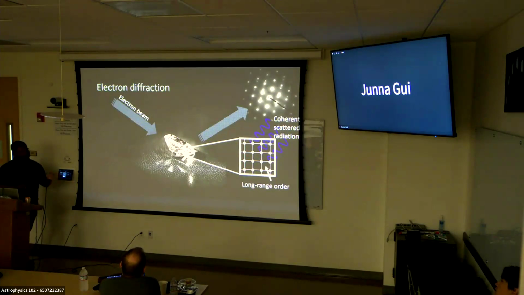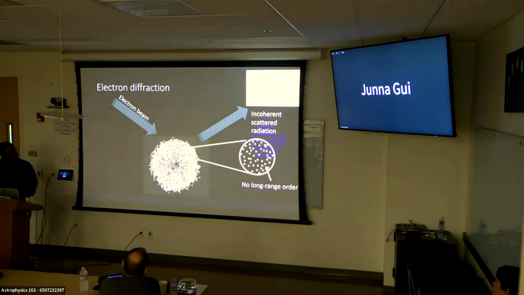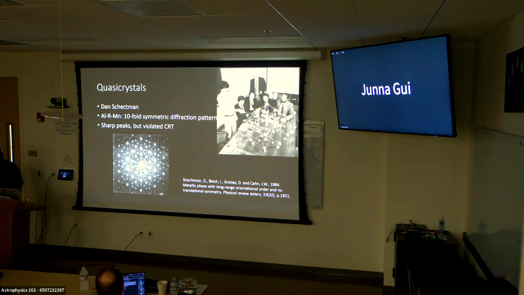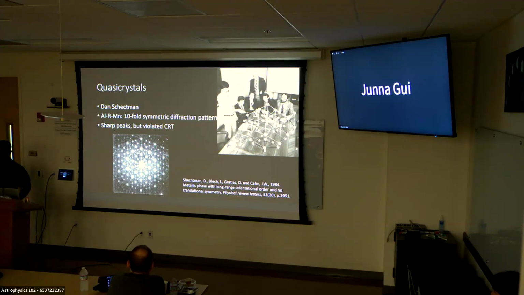Okay, and I can say more about this, but I want to skip right to the meat. Doing actual diffraction experiments back in the 80s, someone stumbled onto a diffraction pattern that people at the time thought could not exist. Okay, so Dan Shechtman did this diffraction experiment on an aluminum manganese alloy and measured this pattern. Okay, it has sharp peaks, but it violates the crystallographic restriction theorem because it has a rotation symmetry that's both 5 and 10-fold rotation symmetry.